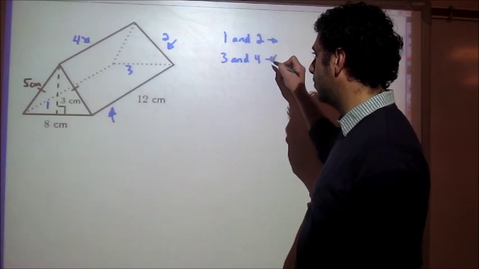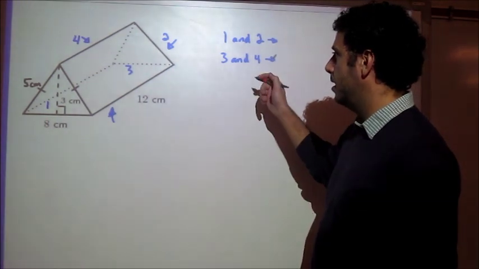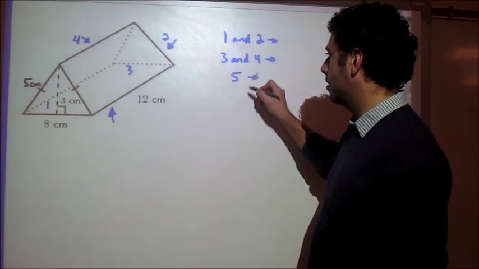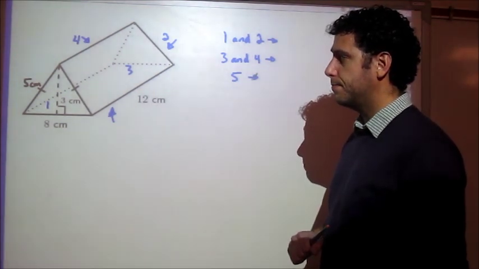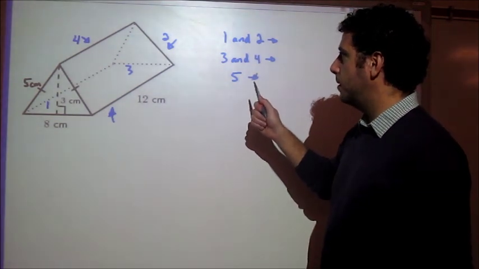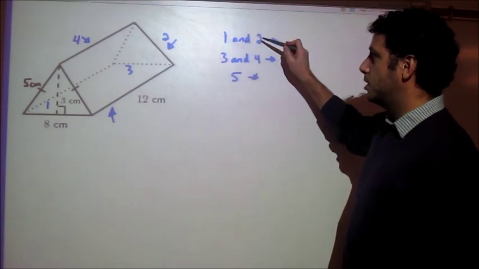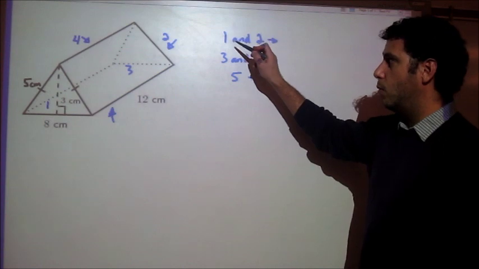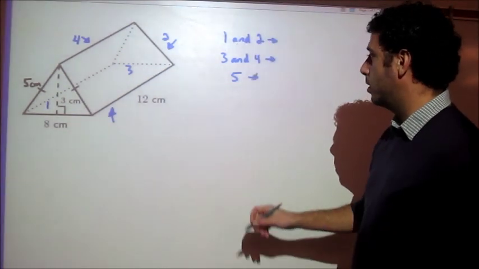Remember, congruent simply means they share equal values, equal lengths. And 5, well, there's only one face like 5. So, knowing this information, you can simply calculate the area of one of these and multiply it by 2 to get the sum of the 2 areas of 1 and 2. So let's start with face number 1. Face number 1 is a triangle.